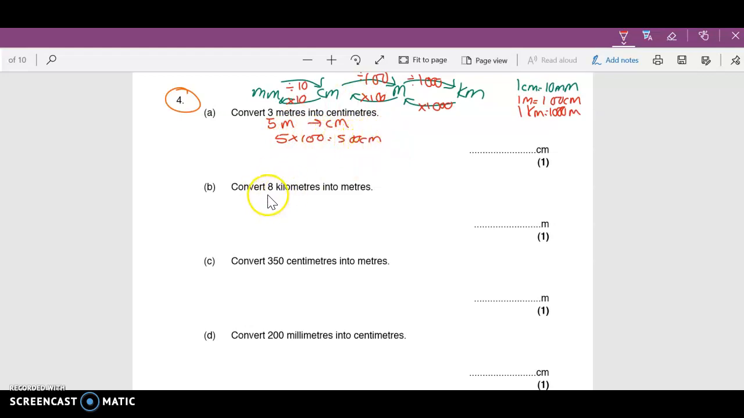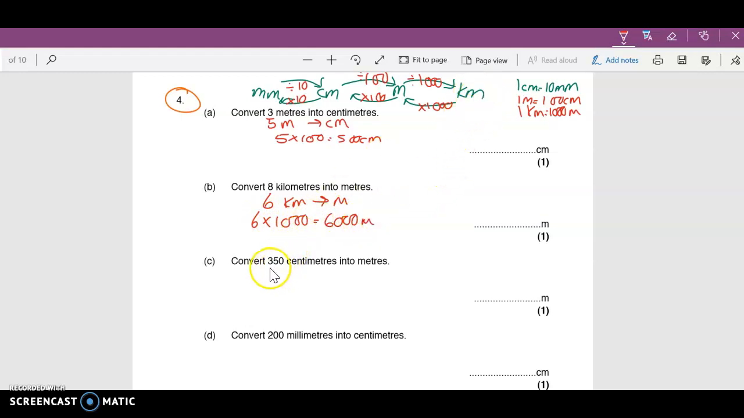Okay, so let's look at this one here. Say this is 6 kilometers and I want to change it into meters. So kilometers into meters, I'm flowing this way, so I'm timesing by 1,000, and that gives me 6,000 meters.